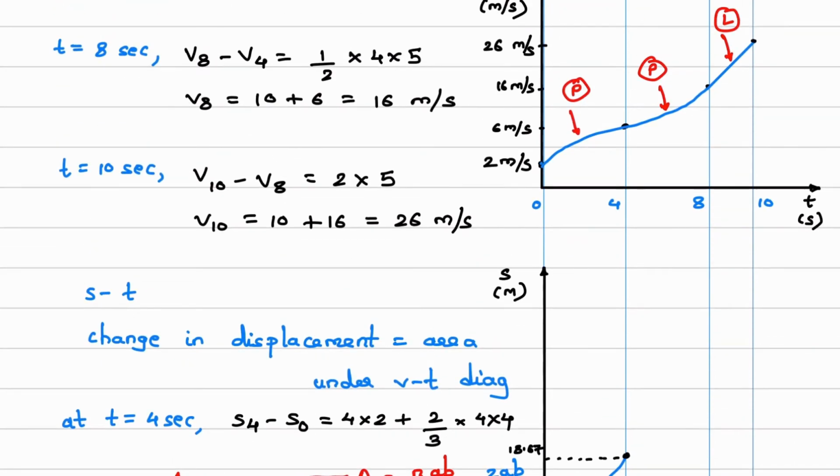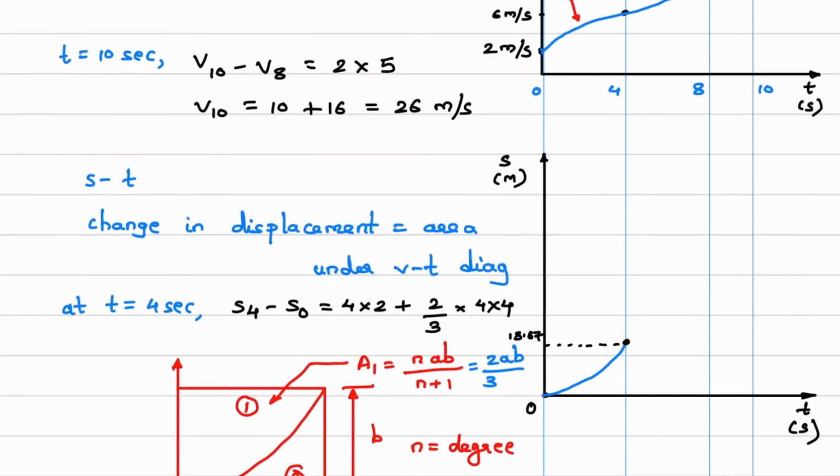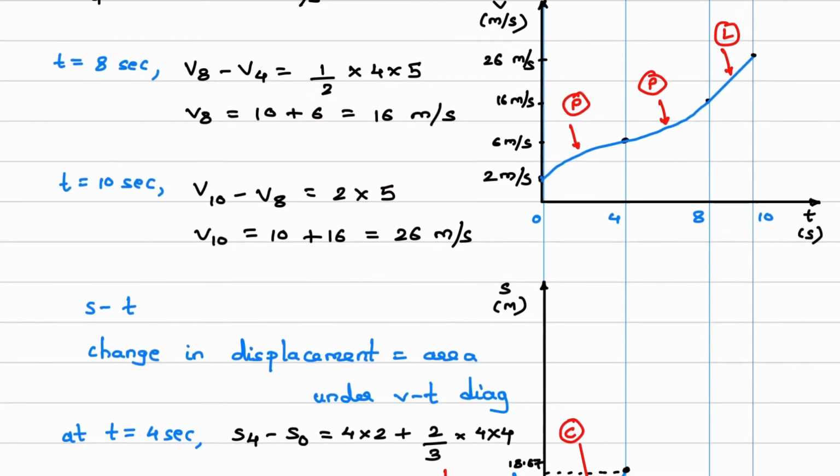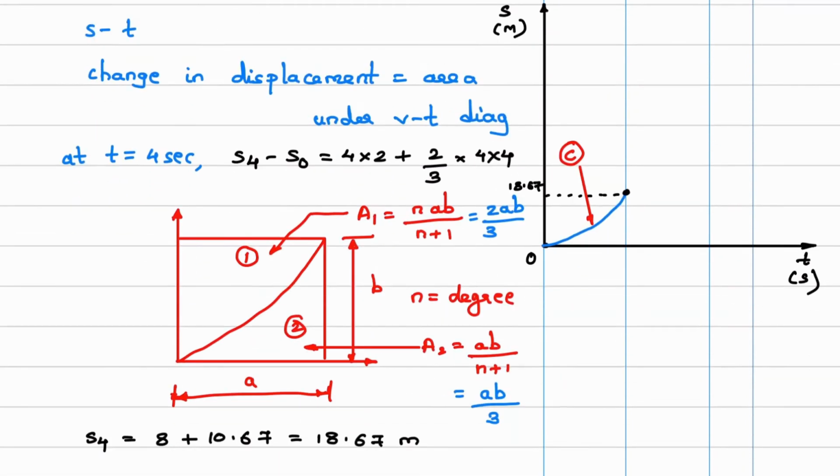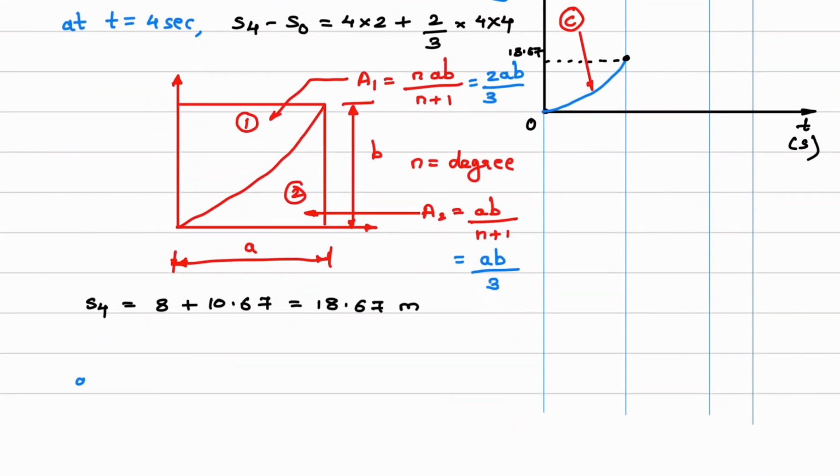What about the nature of the curve? This is parabolic, so in the ST curve, this part will be cubic. So we'll write cubic. Next one, we have completed for 4 seconds. Now we will see when t is equal to 8 seconds.